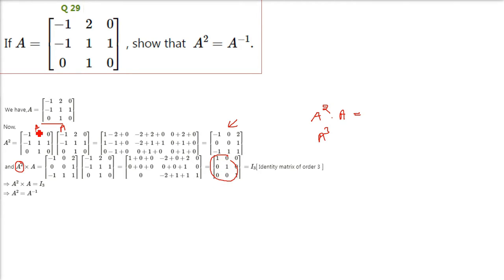Since A squared multiplied by A is equal to the identity matrix, that simply means this A squared is nothing but A inverse. Then only A inverse into A will be equal to the identity matrix, right? This is how it will be proved.